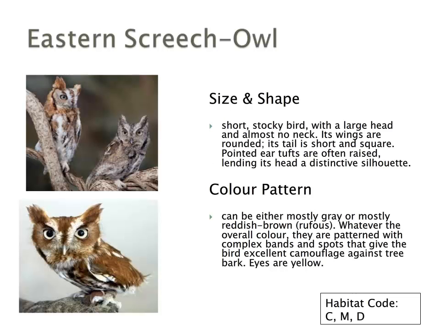The eastern screech owl is a very short, stocky bird with a large head and almost no neck. You can see in these two images, they've got a very unique appearance. Its wings are rounded and its tail is very short and square, with pointed ear tufts that are often raised, giving a very distinctive silhouette. They're usually gray or sometimes reddish brown, which is the rufous morph, and they've got very large yellow eyes and spots as well that aid them in camouflage.